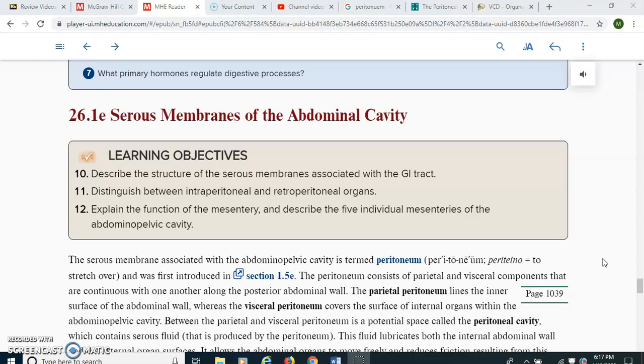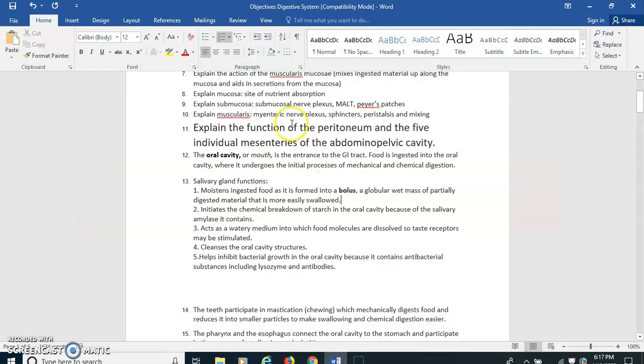We're up to the peritoneum and the mesentery, so we're going to talk about those. Let me go to the objectives here. It might be a little shorter video because I want to just talk about the function of the peritoneum and the function of the individual mesenteries that are within our abdominal pelvic cavity.